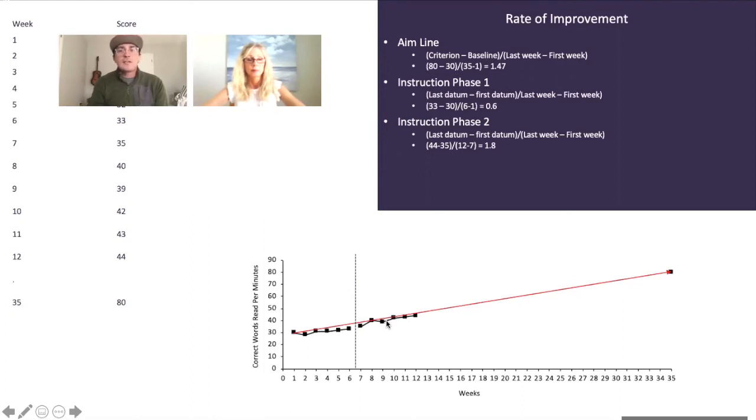And then I calculated the rate of improvement for instructional phase 2. We go through the same formula and we see the rate of improvement for instructional phase 2 is 1.8. That rate of improvement is steeper than the aim line, meaning if that rate continues to progress across these subsequent weeks, the student's data will begin to fall above this aim line.